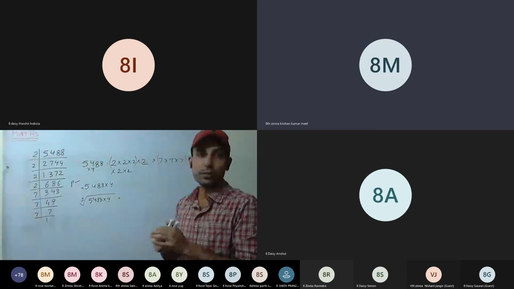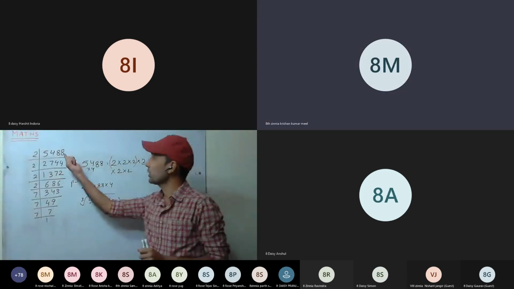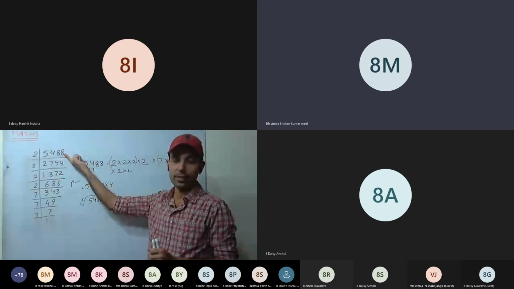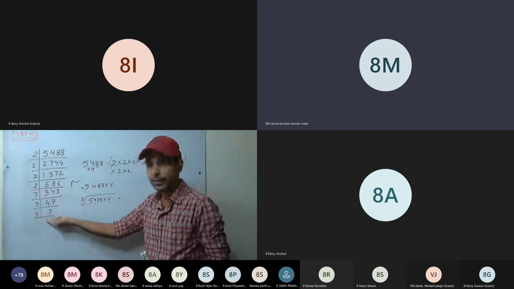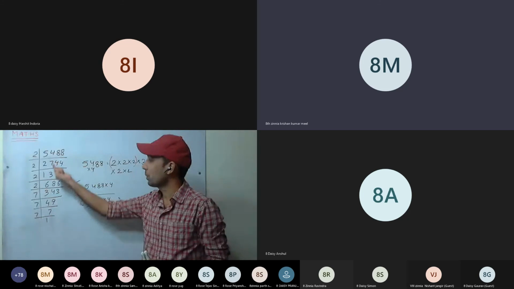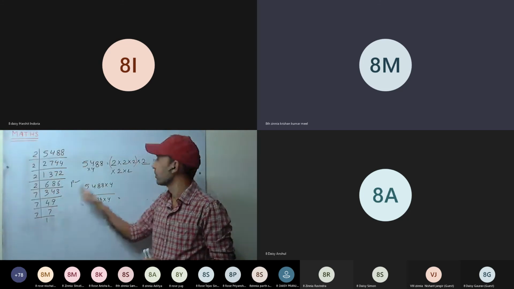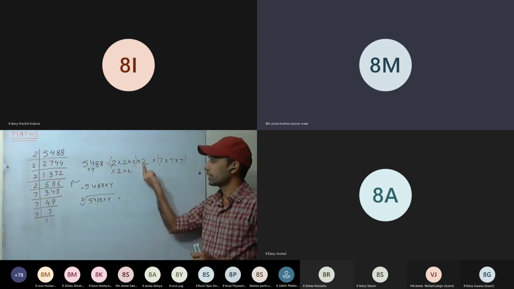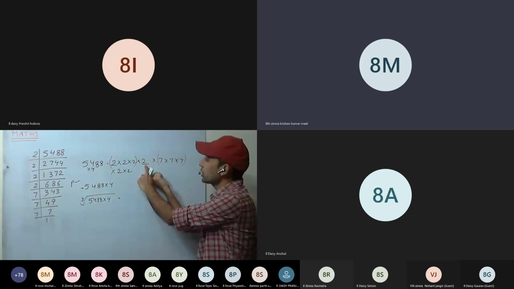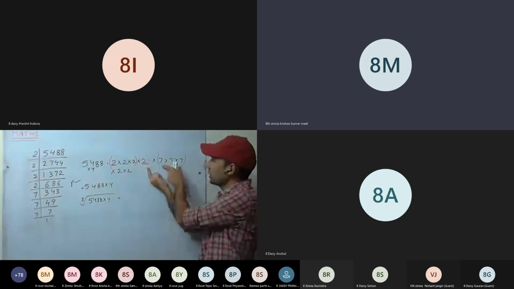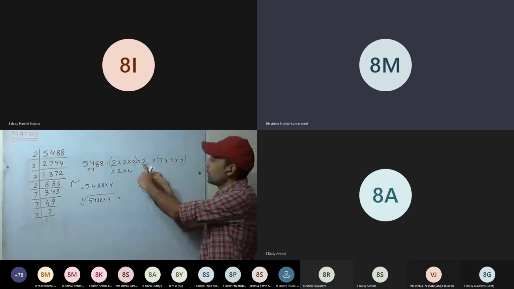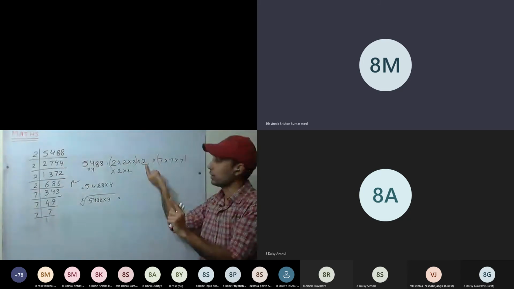Okay, see here, in the question, what we have to do. First, we have to see whether it's a perfect cube or not. So we have factorized it. Is it a perfect cube? It is not a perfect cube since there is no triplet of 2 formed. One triplet of 2 is formed, of 7 a triplet is formed, but of 2, no triplet is formed.